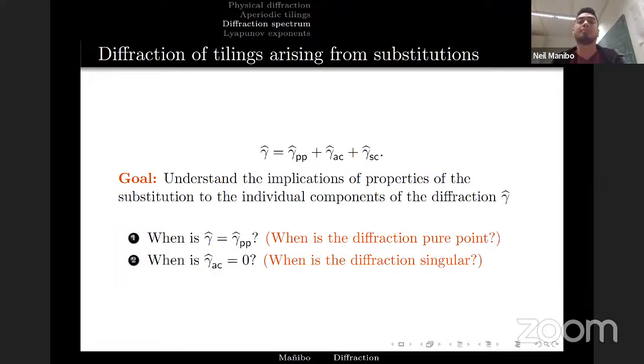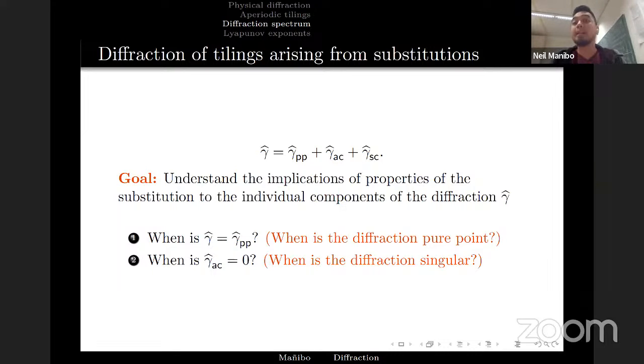lambda is a Pisot number. So Pisot means that all of its algebraic conjugates are inside the unit disk. So they have absolute value, or they have modulus strictly less than 1. And the Pisot substitution conjecture states that if rho is a primitive substitution which has irreducible characteristic polynomial, then its diffraction is pure point if and only if lambda is Pisot. So this is still an open problem.